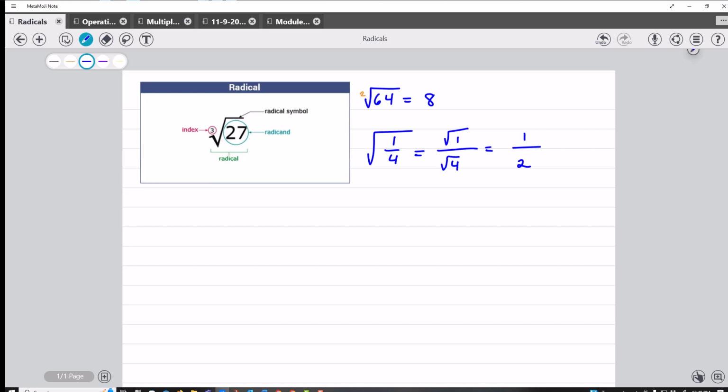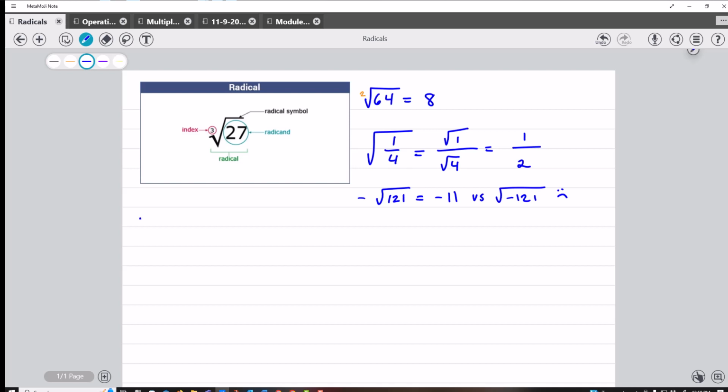Don't worry if you see a negative sign out front, because you would just still leave the negative sign out front, and then 11 times 11 is 121. But if you see a negative sign inside, that's a uh-oh, not a real solution. That's when you get into those imaginary numbers, which we're not going to get into right now. So that would not be a real solution.